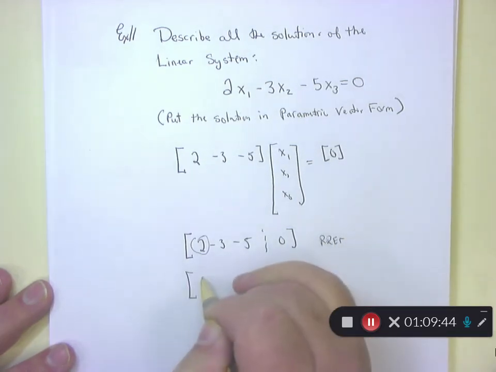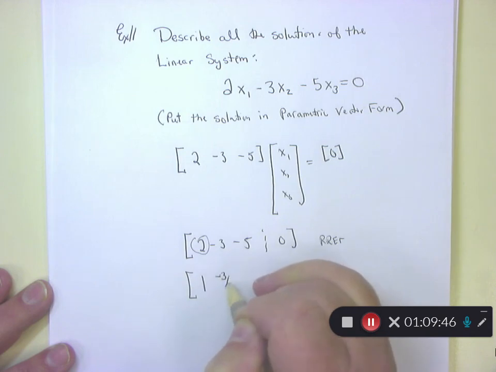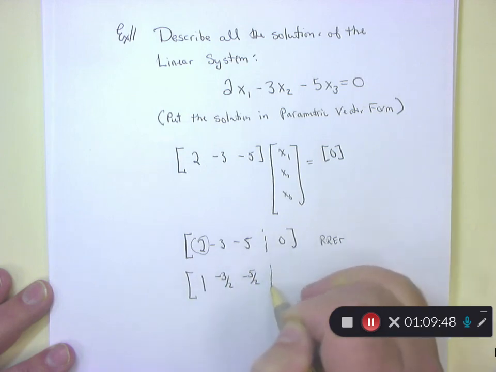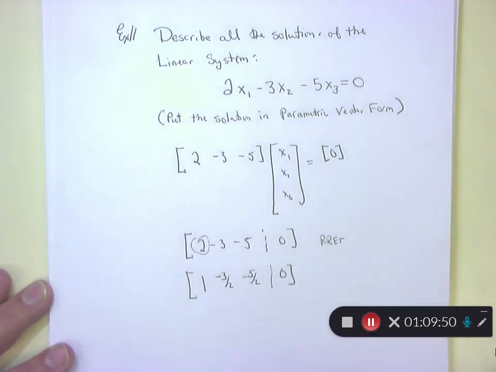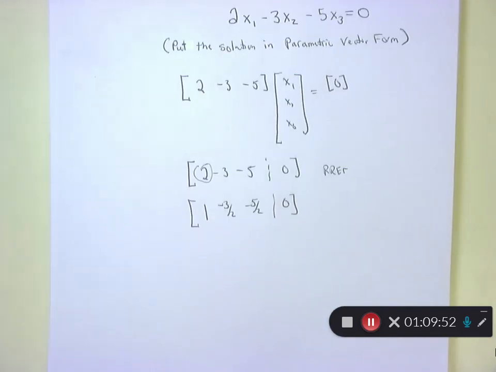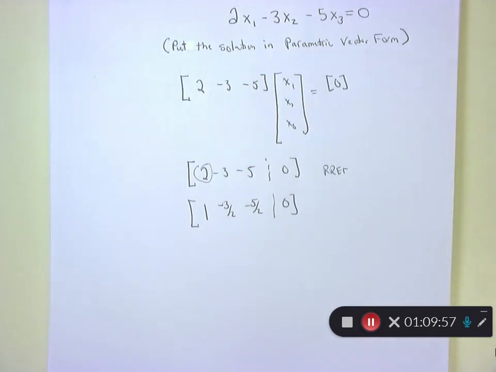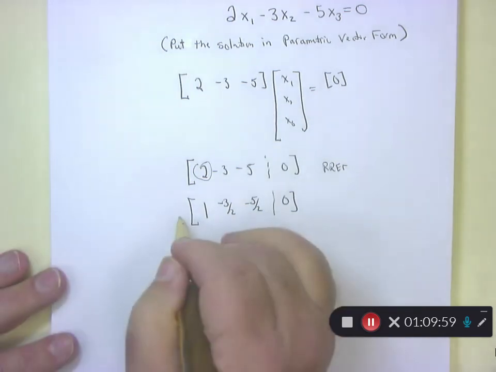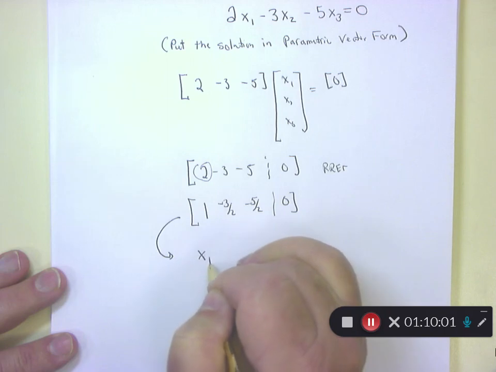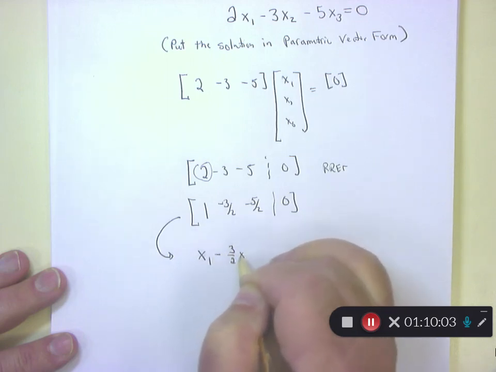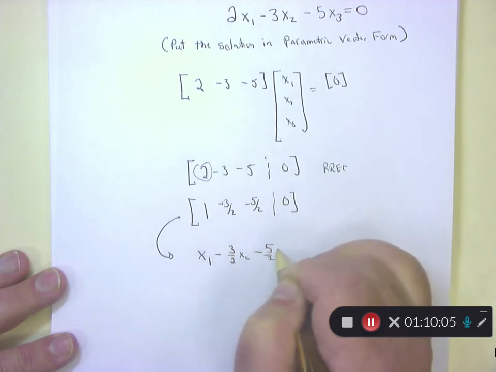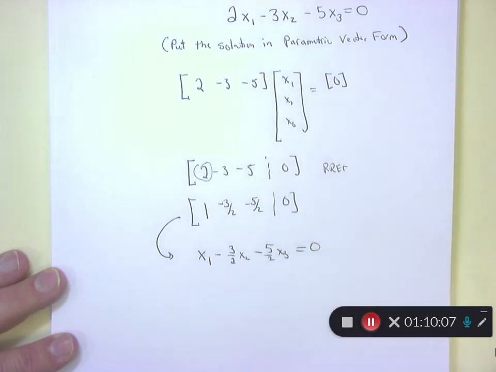So this would be 1, negative 3 halves, negative 5 halves. Here we go. 0 divided by 2, it's still 0. Okay? So, that's it. I don't need to sweep down, I don't need to sweep up, because I only had one equation. But then rewriting back as an equation, this would be x1 minus 3 halves x2 minus 5 halves x3 equals 0. We want it in parametric vector form, right? Which means solve for the pivot.